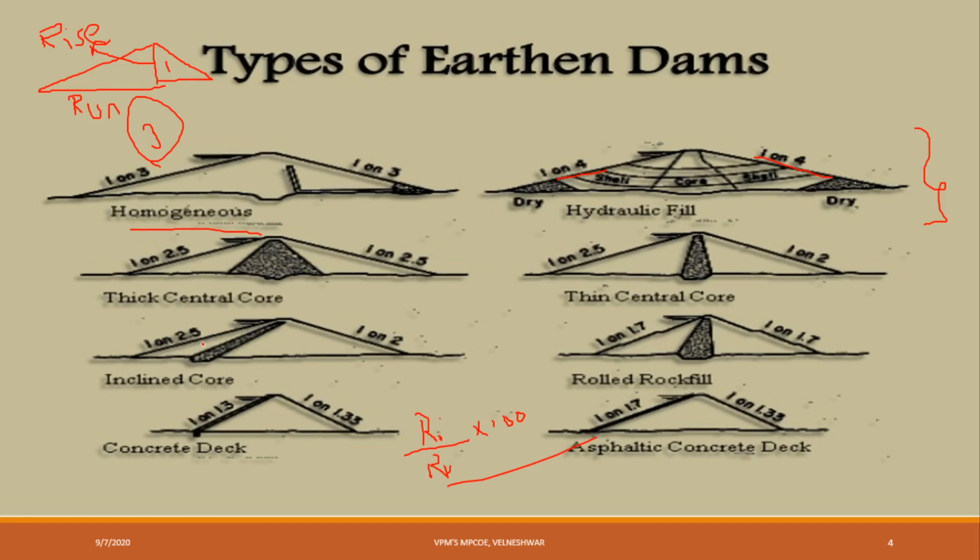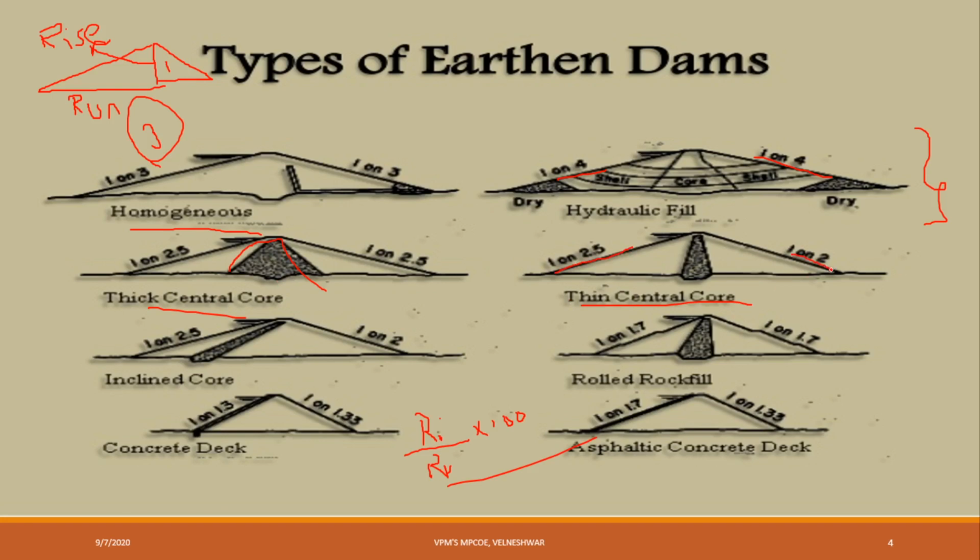And here it is a thick central core, exactly at the central location we will provide some maximum thickness, more compared to the other normal type of dam. And here the slope will be 1 in 2.5. Next, thin central core. Thick central core, and here a thin central core, whose thickness will be somewhat less. This side we will provide 1 in 2.5 and this side 1 in 2.